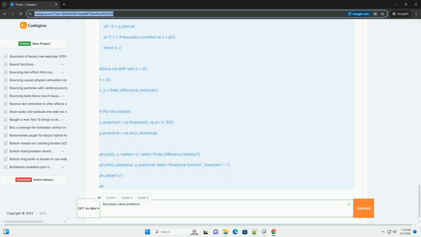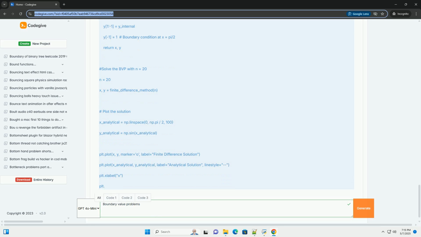Formulate a weak form of the differential equation. Assemble the element equations into a global system of equations. Solve the global system of equations to obtain an approximate solution. FEM is more versatile than the finite difference method, especially for complex geometries.